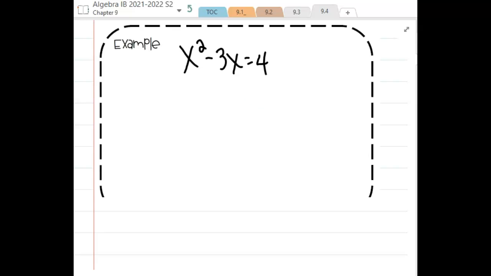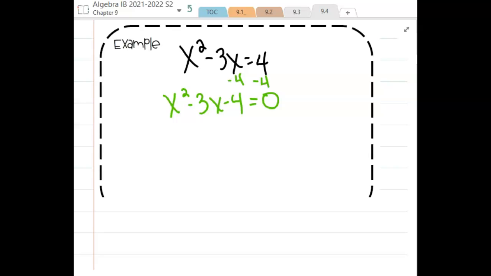So the first thing, it has to be set equal to 0. This just means that everything needs to be on the same side. So that 4, I need to move it to the other side. It's a positive 4, so to move it, I'm going to subtract 4. So we have x squared minus 3x minus 4 equals 0. That's the first thing you're going to do for the zero product property.